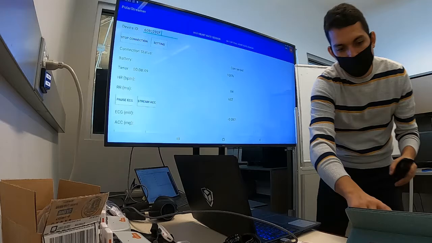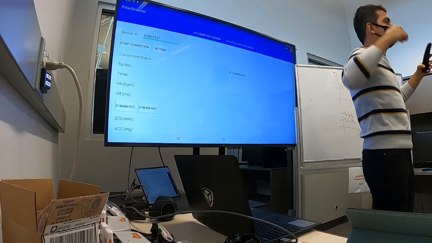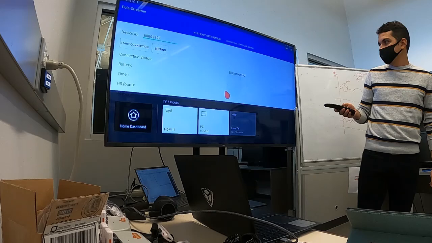So before that, you can stop the connection. And it also has an accelerometer, so you can also record movement with the same thing. And at the end, you can now remove it. Leave it there, I'm going to clean it later today.